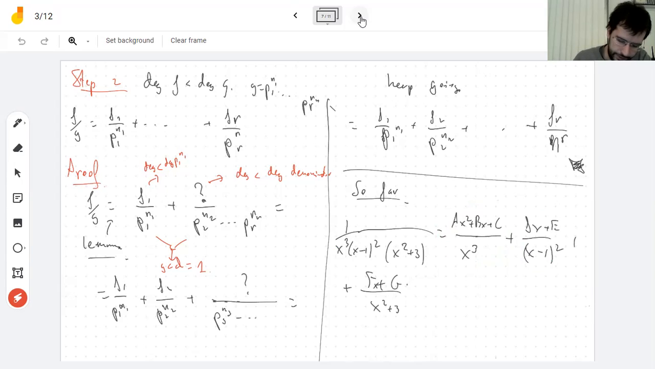You take f divided by b to the n, where b is irreducible, and the degree of f is smaller than the degree of b to the n, which I guess is n times the degree of b. And we need to be able to write this as f divided by b to the n equals f1 divided by b to the 1, f2 divided by b to the 2, all the way to fn divided by b to the n. Obviously, you can do this.